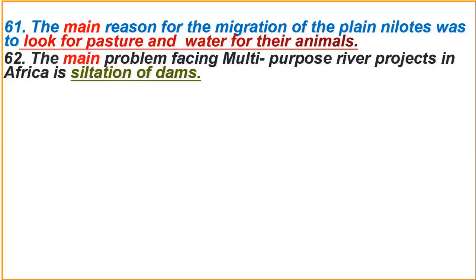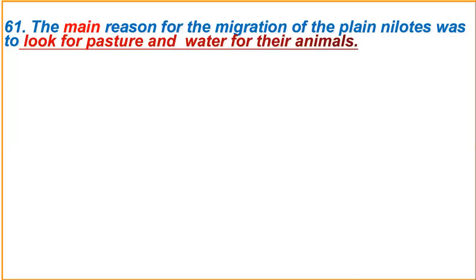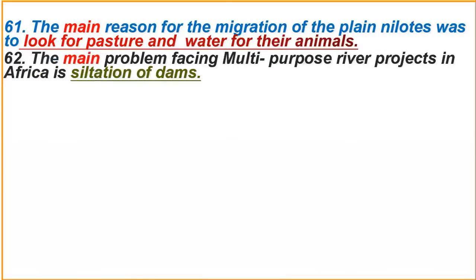Number 62. The main problem facing multipurpose river projects in Africa is siltation of dams. Siltation of dams is the main problem.